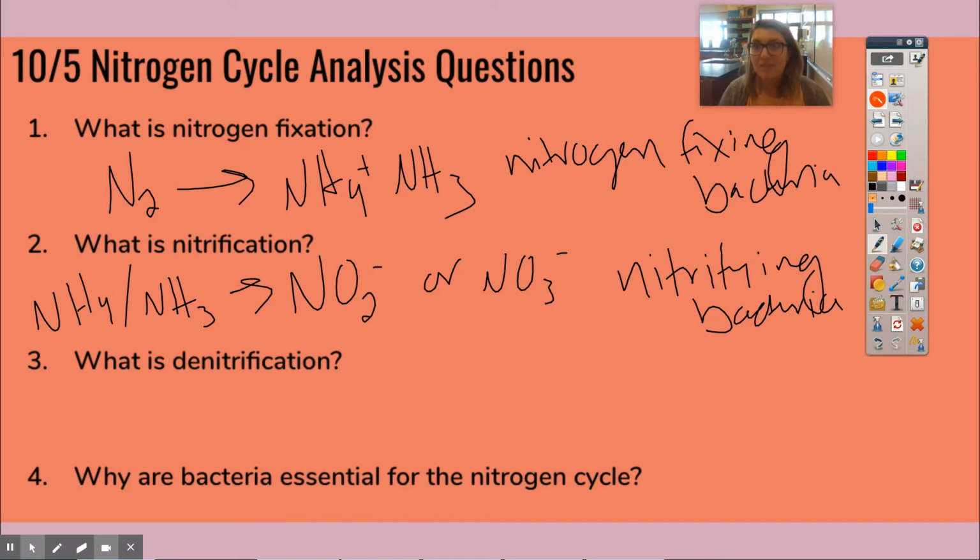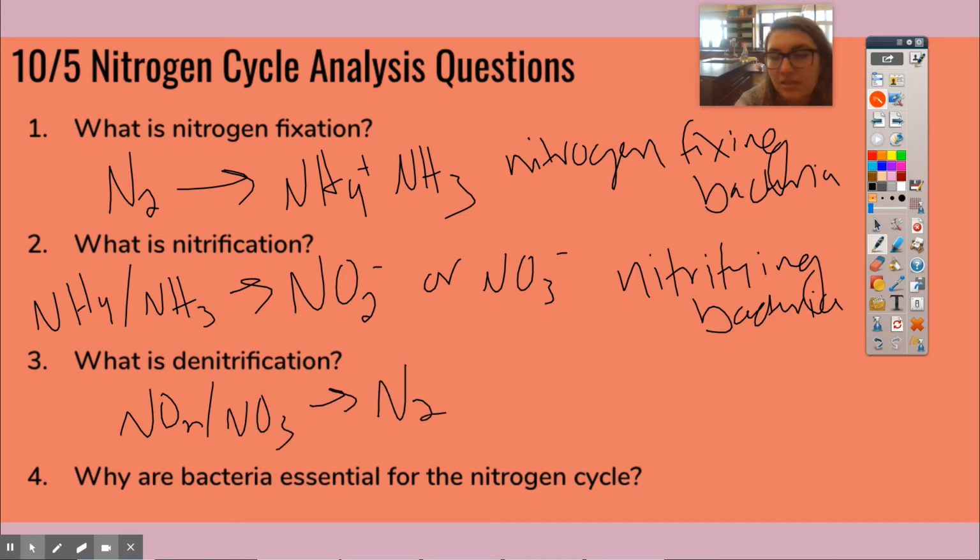Denitrification is going to be the opposite, where bacteria actually turn NO2, NO3 back into inert nitrogen. All of this is done by bacteria.